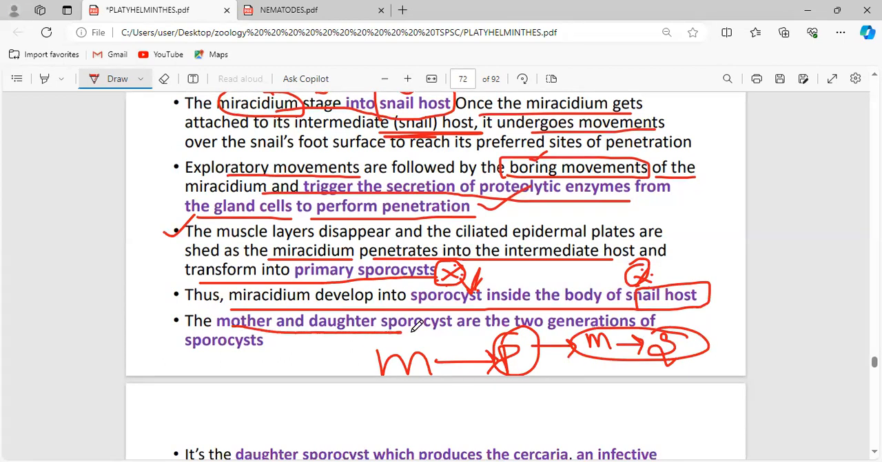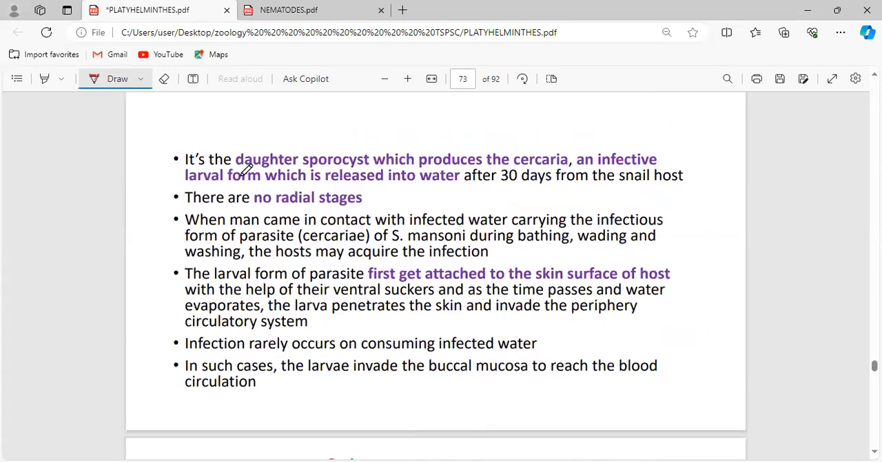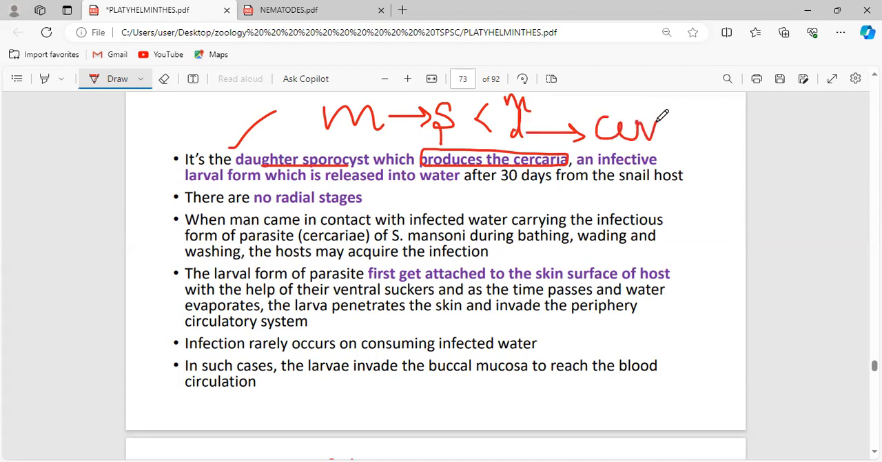Now, the mother and daughter sporocyst, or the two generations of the sporocyst. Inside the body of the snail, they are multiplying, and we can call them mother and daughter sporocyst. That is the two generations of the sporocyst. It's the daughter sporocyst which produces the cercaria. See, this is the miracidium. The miracidium enters the snail, and there it is converted into the sporocyst. The sporocyst we can call the mother and the daughter sporocyst. This daughter sporocyst is the one that gives rise to the cercaria.